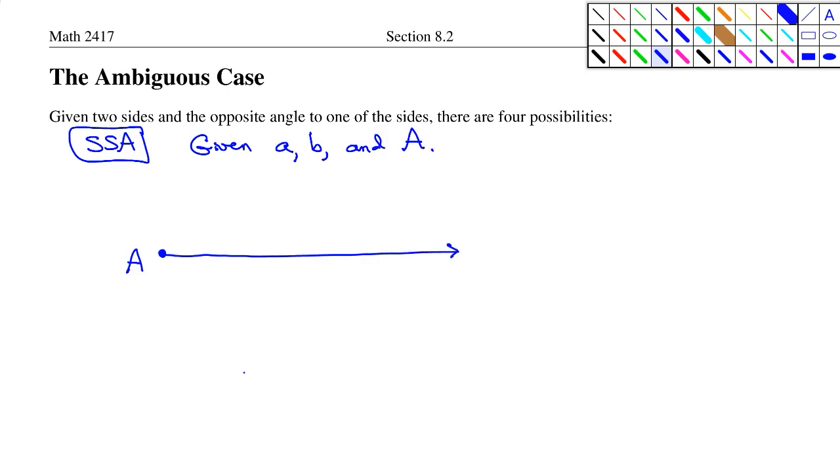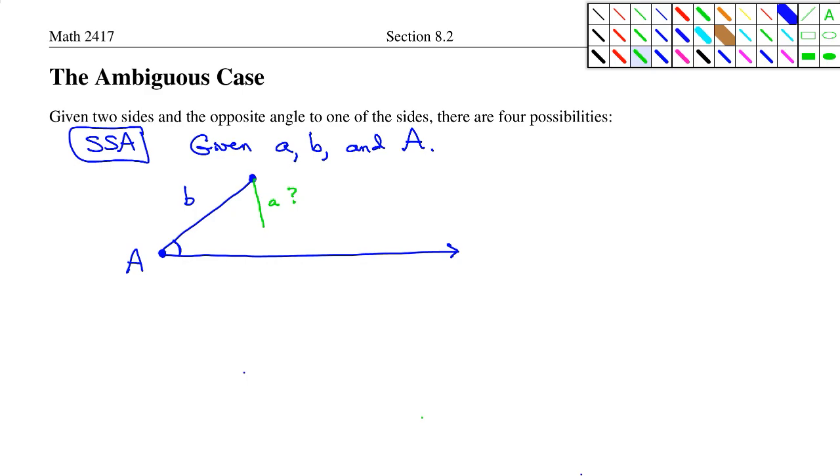Then, since we know angle A, this is fixed. So this angle is now fixed. And then we're going to say that this side of the triangle is the side B. And the question that remains is, since all these parts are fixed at this point, is it possible to draw A so that it actually forms a triangle? And if it does, what type of triangle does it form? And how many triangles could I possibly make given these three pieces of data?